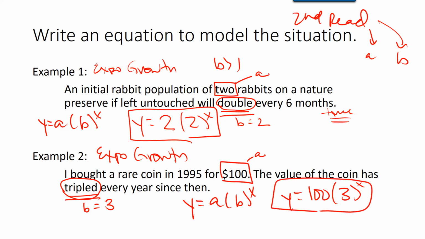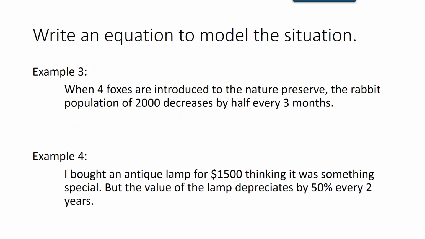Okay, there's 2 growth examples for you. Hopefully that makes sense with the 2 reads what we're looking for. Okay, I've got 2 more examples here. You guessed it, they're probably going to be decay because we did 2 growth. Okay, so example 3. When 4 foxes are introduced to the nature preserve, the rabbit population of 2,000 decreases by half every 3 months. Okay, so decreases, keyword.